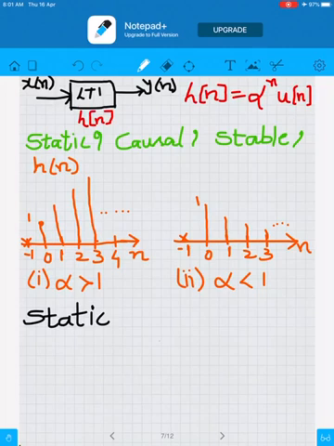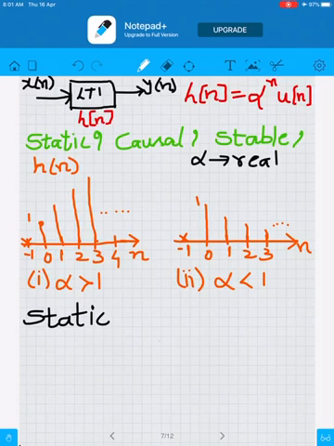In this case, the h of n is given to be alpha power n into u of n. They have not given what is the value of alpha here. And then from this impulse response, we should check whether it is static or not, causal or not, stable or not. Since they have not given the value of alpha, alpha could be anything, greater than 1 or less than 1, but we will assume that alpha is a real number.